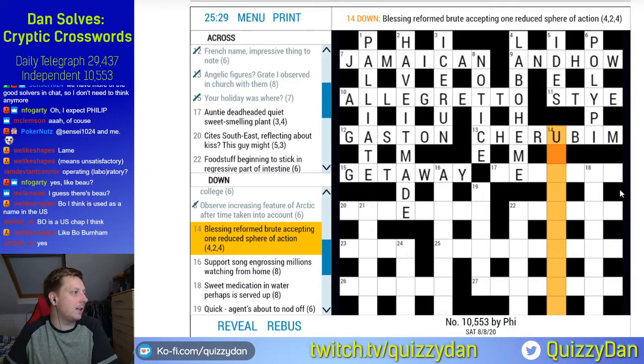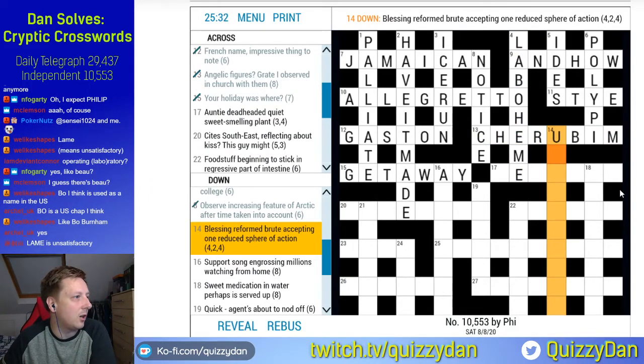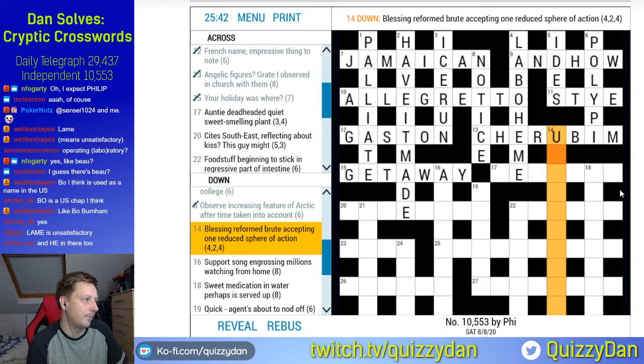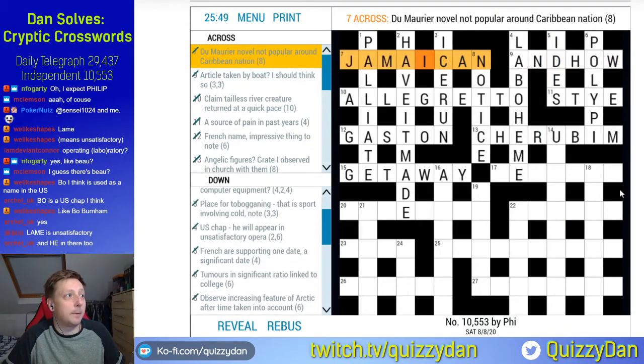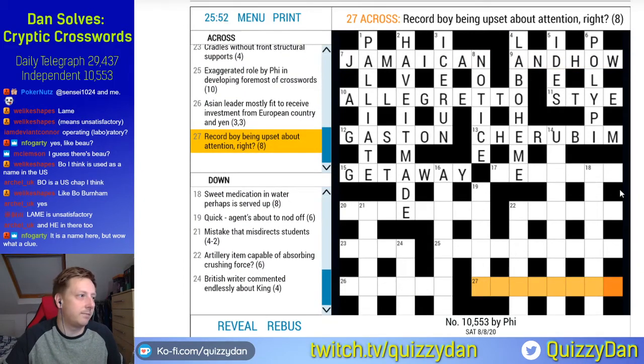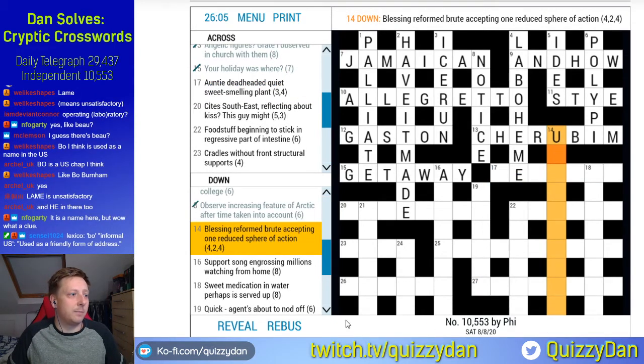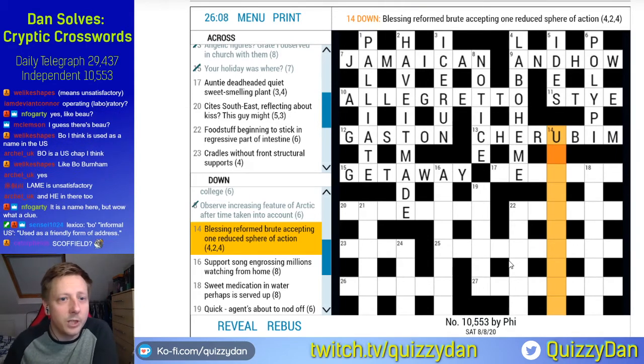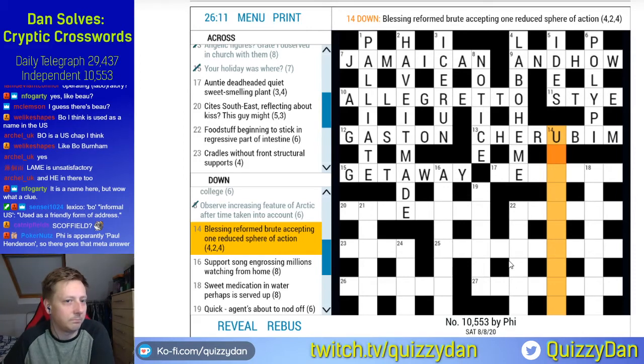14 down. Blessing reformed brute accepting 1 reduced sphere of action. Blessing reformed brute accepting 1 reduced sphere of action. Okay. Oh, it does say Philip. Thank you very much. Yeah, Philip. Philip, we have over the top. So, is it going to be Philip Rankin? Philip, 6 letters. Let's go. Beau, informal US, used as a friendly form of address. There we go. Perfect. Phi is apparently Paul Henderson, so there goes that better odds.